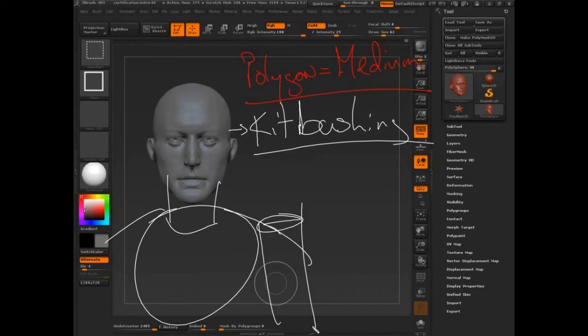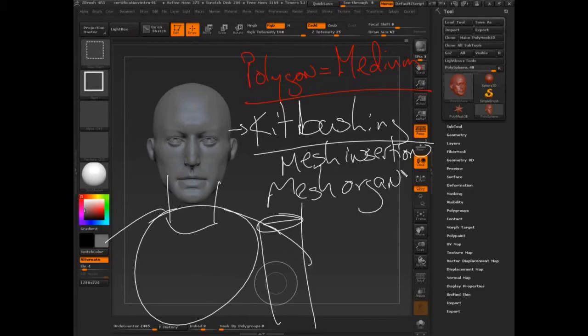Okay, so this is going to introduce us to mesh insertion, which is the technical term. So the mesh insertion system, all of that stuff. Then we're going to get into mesh organization. For those who know ZBrush a little bit, you probably use subtools for hiding different parts of your model, things like that. And I'll make sure you understand why subtools exist today.